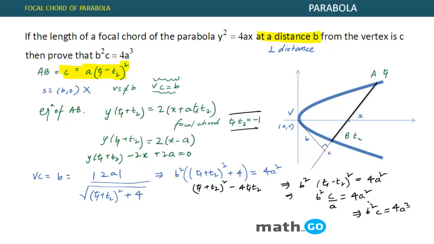Let's see. Right? So remember this, what actually is important in the focal chord concept is this particular stuff. People generally get confused here. This is the major important step. (t1 + t2)² − 4t1t2 can be converted to (t1 − t2)². So this is the major important concept that you have to remember in focal chord. Okay.